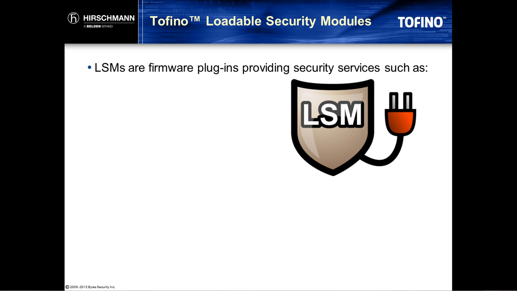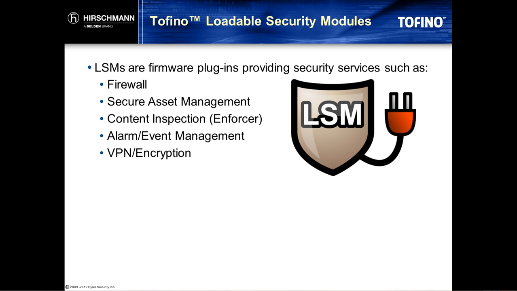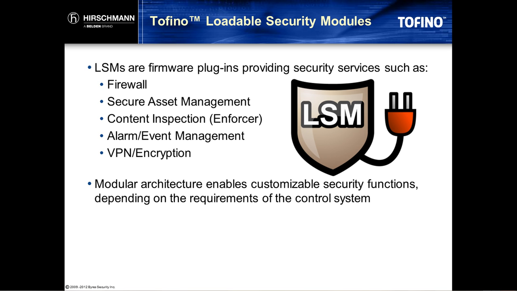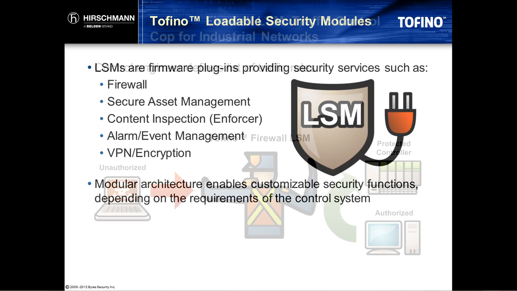Let's talk about the LSMs, the third key component. These are firmware modules that can be downloaded into the appliance to get the specific security features we want in each zone. So almost everybody uses the firewall, and that's the module we're going to look at today. There are several others available which we will cover in other videos.